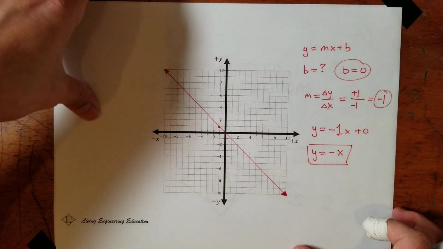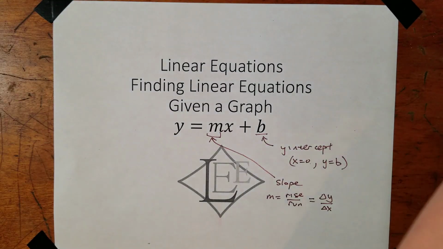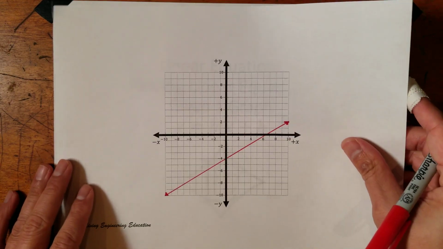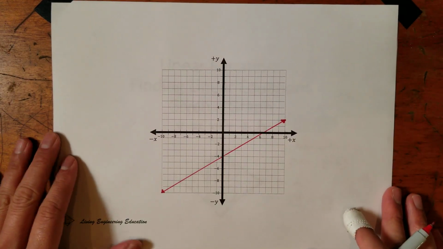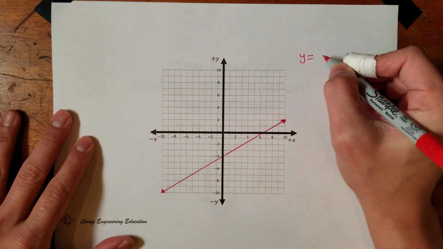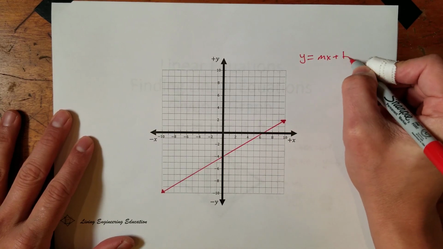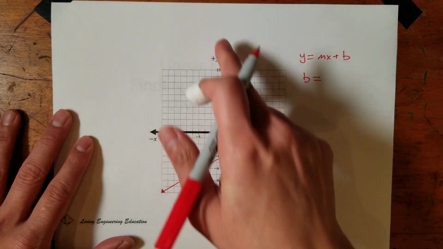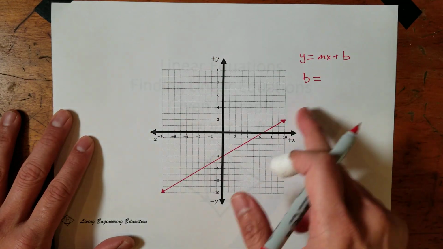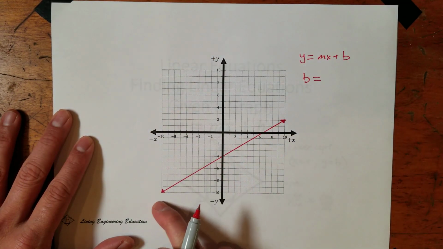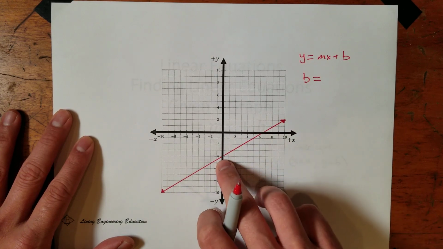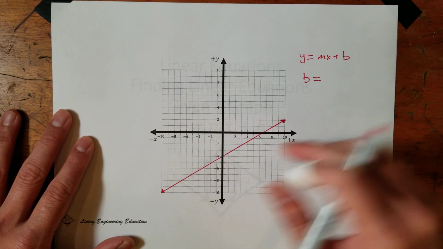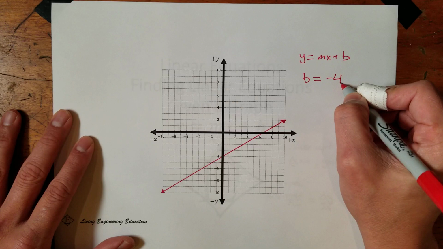Okay, let's take a look at our second problem. Here's our second problem. We're going to do the exact same thing. y equals mx plus b. So identify what b is first. So we look at the vertical axis and see where it intersects the line. And that's occurring right there at negative 4. So b is equal to negative 4.